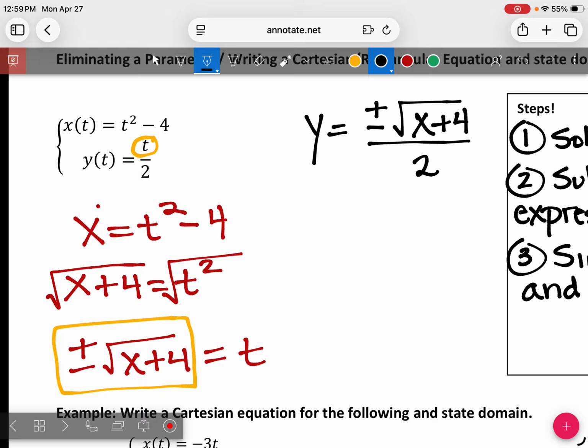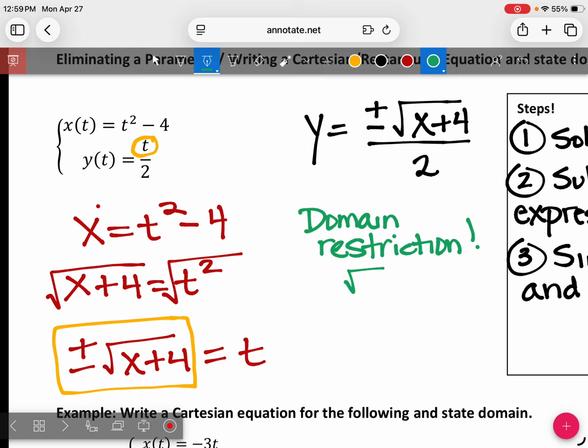So now let's talk about the domain. We have a domain restriction here. That means that our domain is not all real numbers. The domain restriction we have is a square root. Remember, square roots have to be greater than or equal to 0. So I have to take that x plus 4 that's under the square root, set that greater than or equal to 0 and solve it for x.